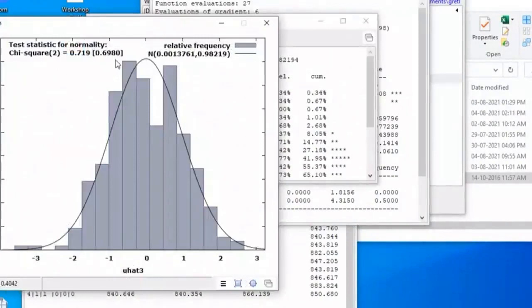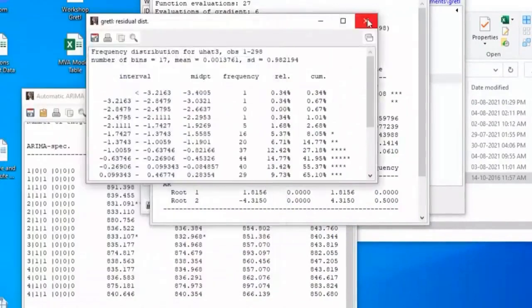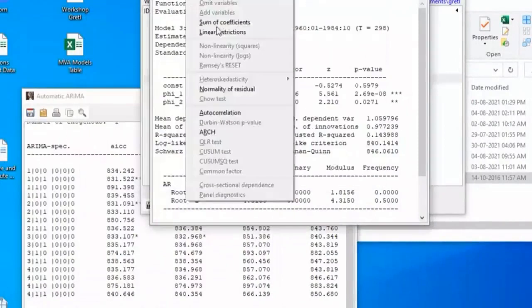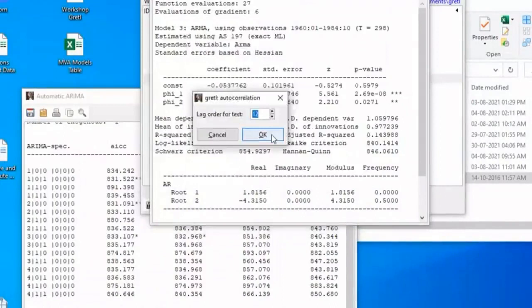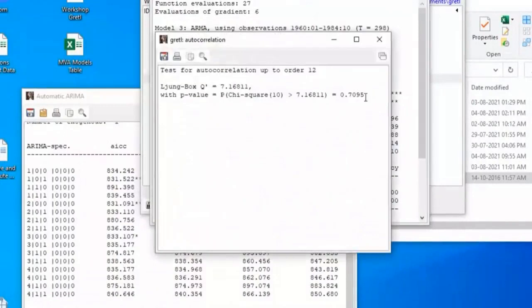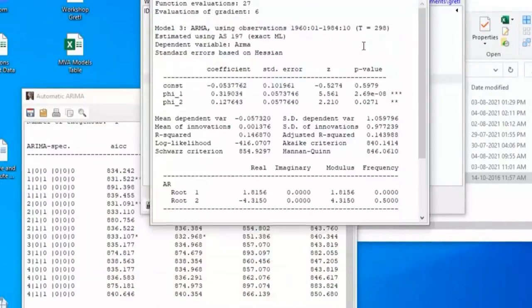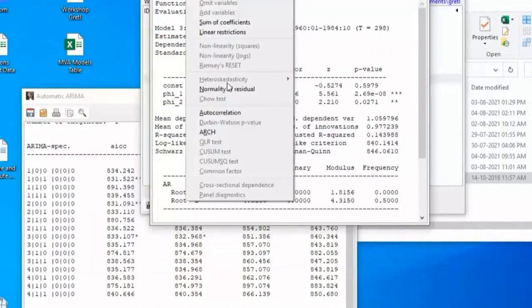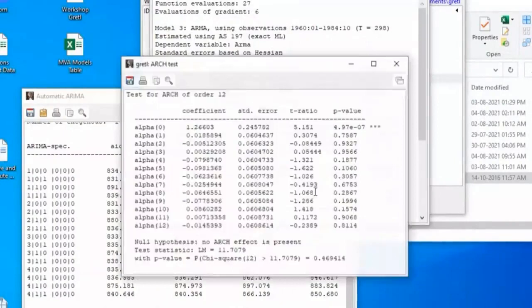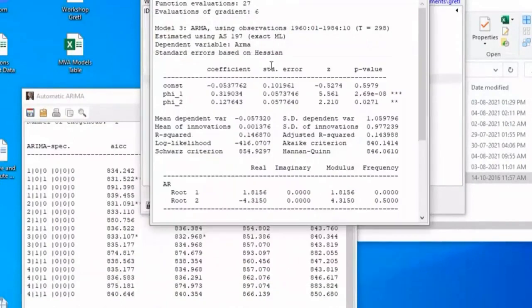So we have the normality assumption satisfied. Then autocorrelation, we have 12 lags. The p-value is greater than 5%, therefore there is no problem. Then we have ARCH, 12 lags. The p-value is 0.47, there is no problem. So the model is adequate and significant. Got it?